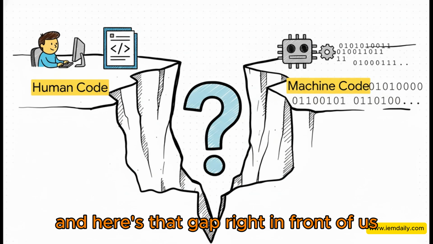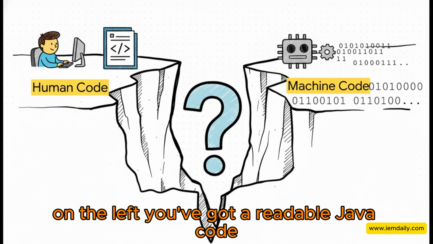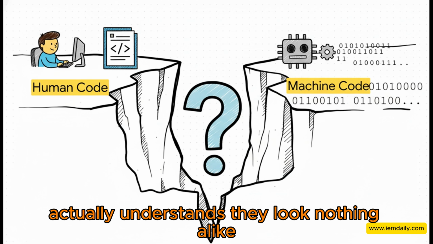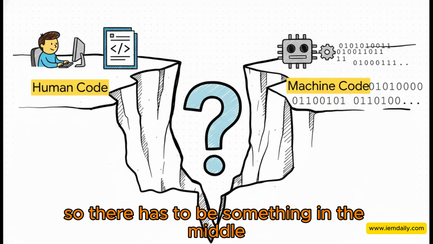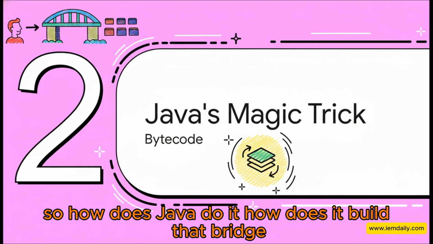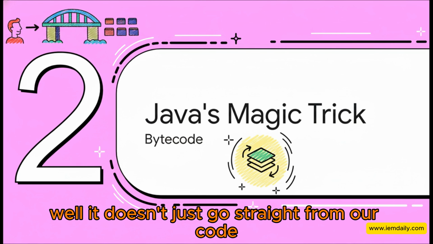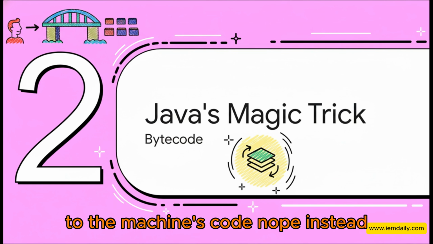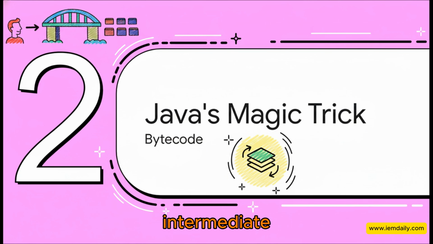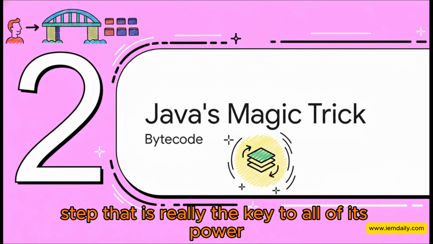And here's that gap right in front of us. On the left, you've got our readable Java code. On the right, the binary machine code that a processor actually understands. They look nothing alike. So there has to be something in the middle, some kind of translator between these two worlds. So how does Java do it? How does it build that bridge? Well, it doesn't just go straight from our code to the machine's code. Nope. Instead, it pulls off this kind of magic trick, a super clever intermediate step that is really the key to all of its power.